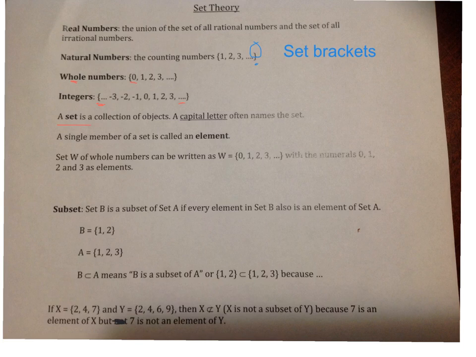A single member of a set is called an element. So if you go back up here and look at these integers, the number 3 is an element of the set of integers. It also could be called a member of the set of integers. So here's an example. Set W of whole numbers can be written as W equals, and then here you have your braces, your set brackets, 0, 1, 2, 3, ... with the numerals 0, 1, 2, and 3 as elements.